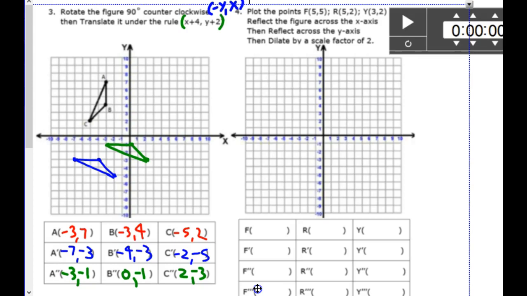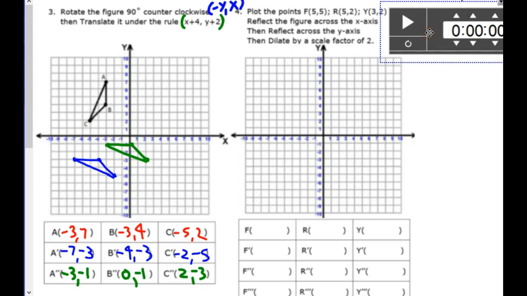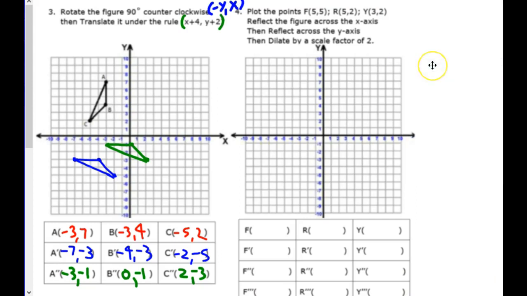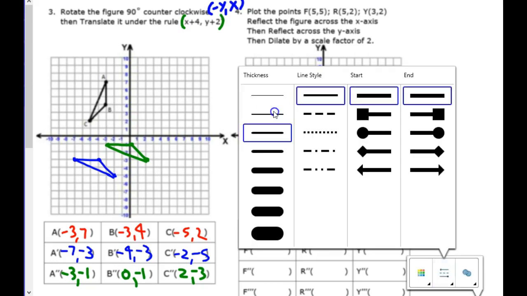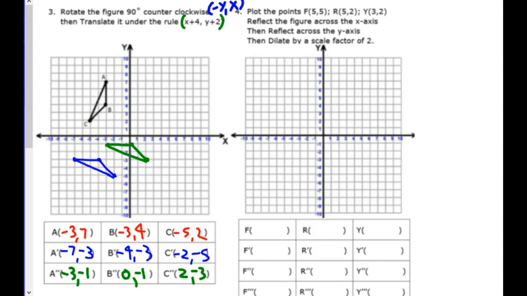All right, here we go. Number 4. So let me get rid of this first. All right, so did everyone graph these points first of all? 5, 5; 5, 2; 3, 2.